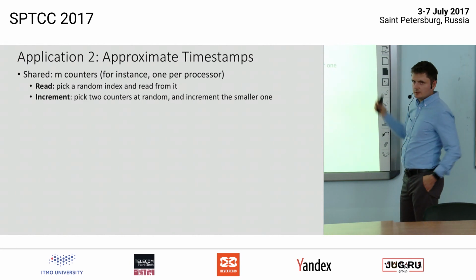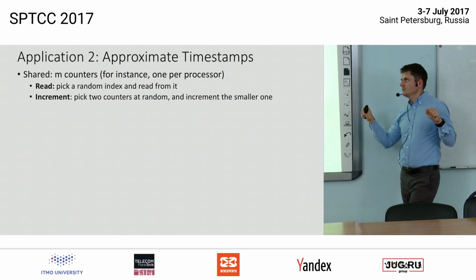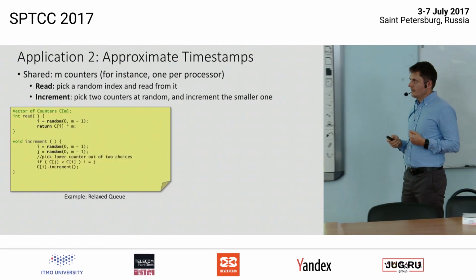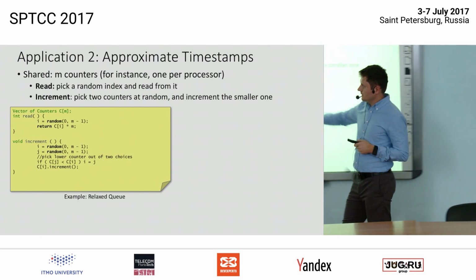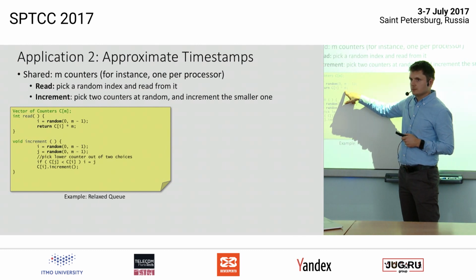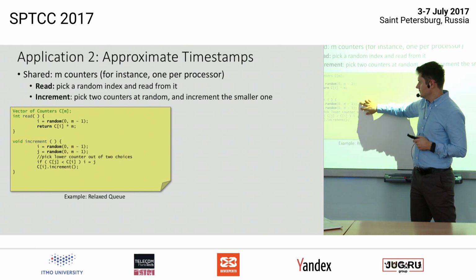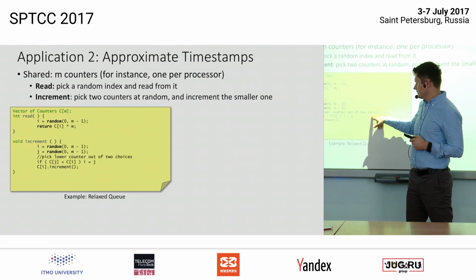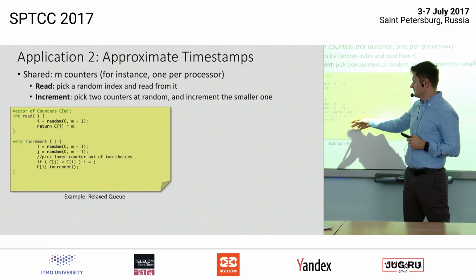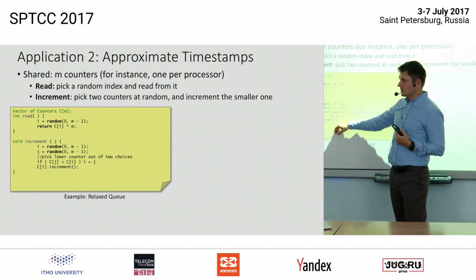To increment, you'd need to do this kind of power of 2 choices. So we're going to pick 2 counters at random, and we're going to increment the one that's lagging behind, so we're going to increment the smaller one. Again, this is pretty easy. To read, you do a random choice, and you return the counter at that index times m. In order to increment, you make 2 random choices, and you pick the lower counter out of the 2. So if c of j is less than c of i, then you take i to be j. So this i will be the counter which has the lower value, and then you do the increment on top of this.